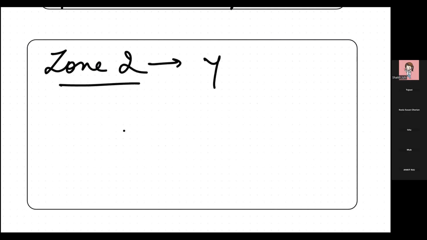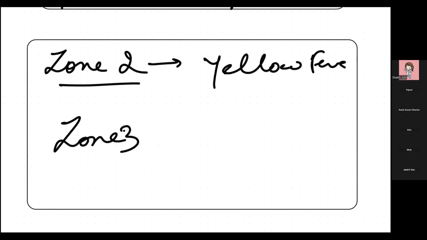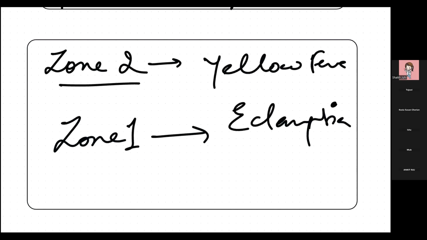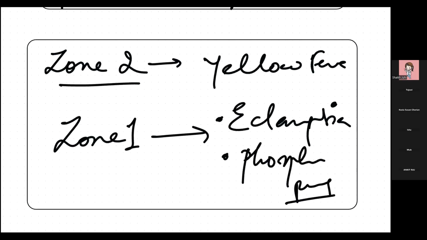Yellow fever, whereas zone 1 is affected during either eclampsia or phosphorus poisoning. Now, what is eclampsia? It is hypertension during pregnancy. Okay, so I hope that this zonal necrosis is clear.